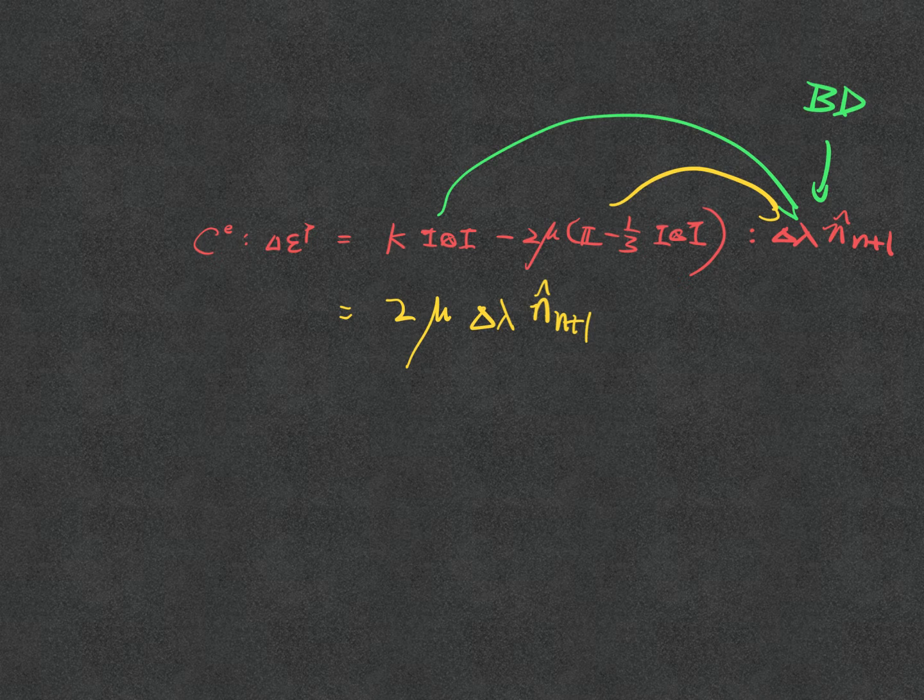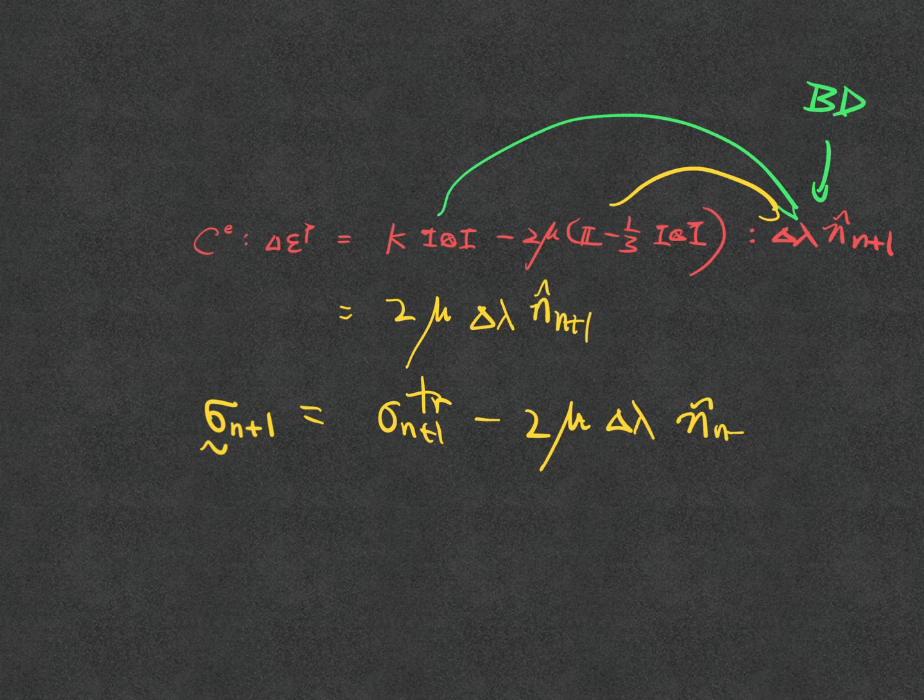So what this indicates is that if I substitute this result back into my elastic update, the stress update, I would have the new stress equal to the trial stress, which assumes everything is elastic, minus 2 times the shear modulus times delta lambda times n plus 1.